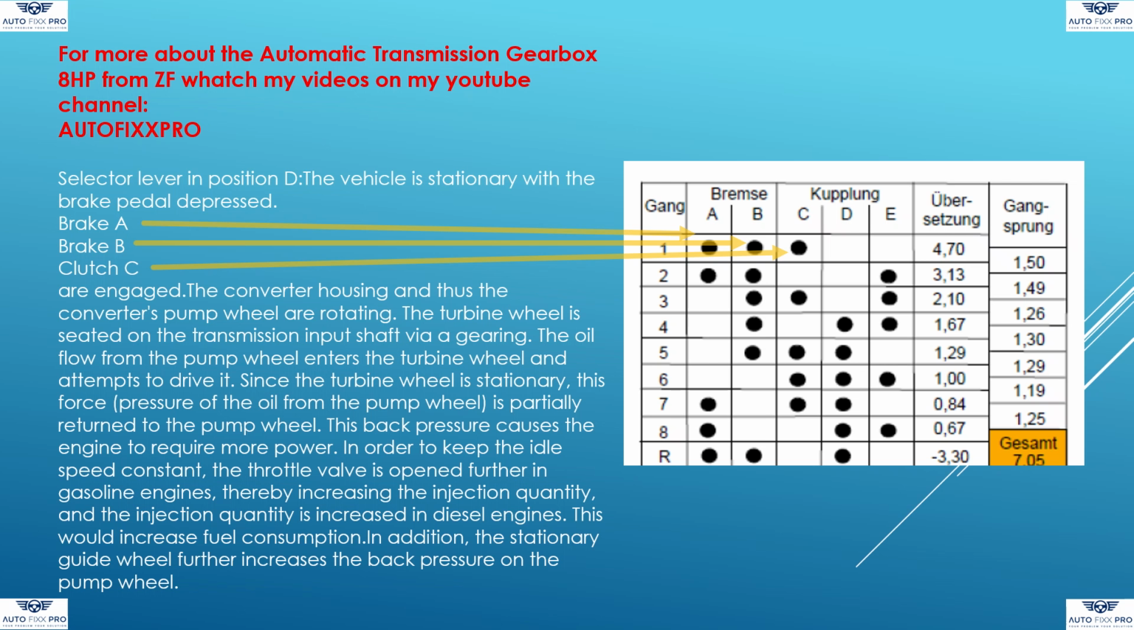The oil flow from the pump wheel enters the turbine wheel and attempts to drive it. Since the turbine wheel is stationary, this force, the pressure of the oil from the pump wheel, is partially returned to the pump wheel. This back pressure causes the engine to require more power. In order to keep the idle speed constant, the throttle valve is opened further in gasoline engines, thereby increasing the injection quantity, and the injection quantity is increased in diesel engines. This would increase fuel consumption. In addition, the stationary guide wheel further increases the back pressure on the pump wheel.